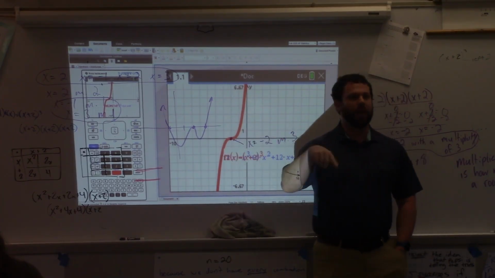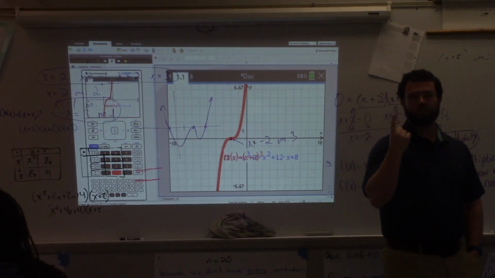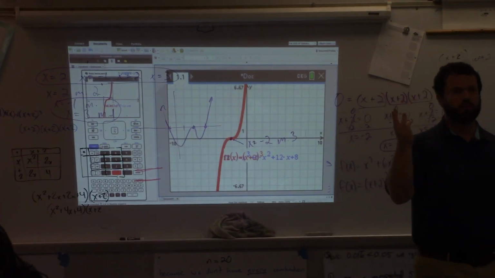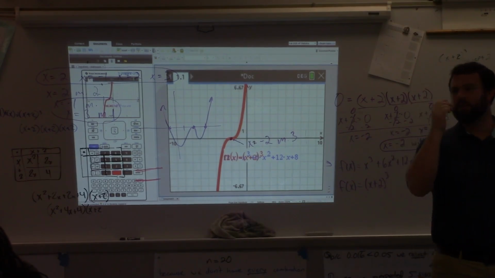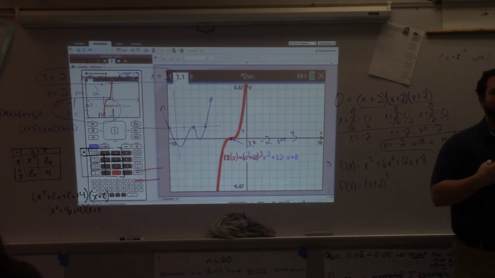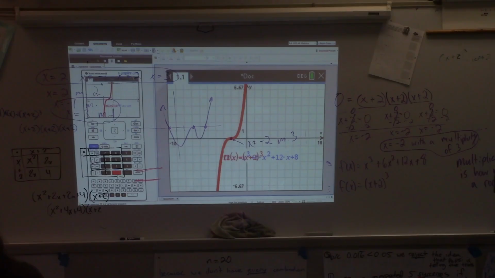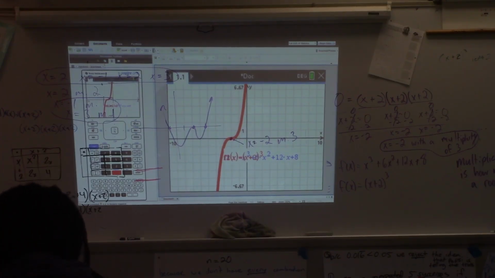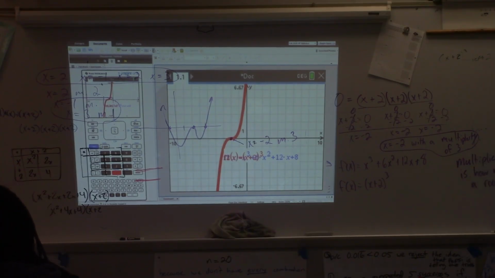So when is it going to bounce? When the multiplicity is 2, or 4, or 6, or 8, etc. If the multiplicity is even, it's going to bounce. It's just how flat is it going to get around that x-intercept? So it might be a good idea to make a quick note of that. If the multiplicity is odd, it goes through the x-intercept. If the multiplicity is even, it bounces at that x-intercept.